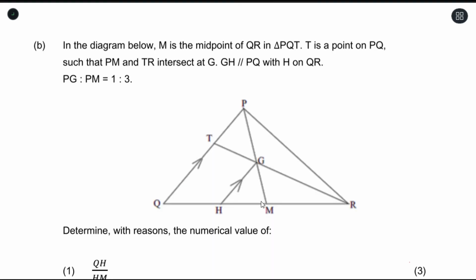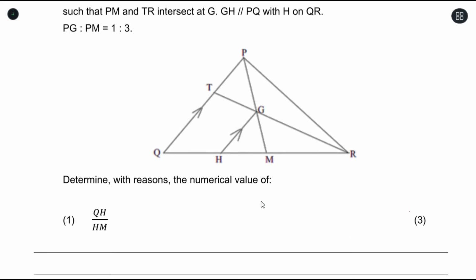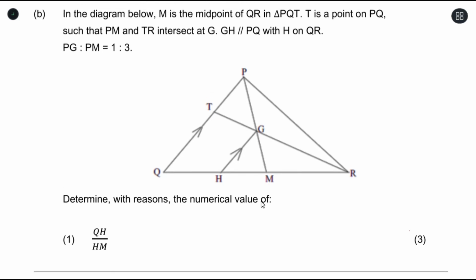And that's it. Now B says, in the diagram below, M is the midpoint of QR in triangle PQT. T is a point on PQ such that PM and TR intersect at G. Now we have GH is parallel to PQ with H on QR. PG ratio PM is equal to 1:3. Now determine with reasons the numerical value of QH over HM.